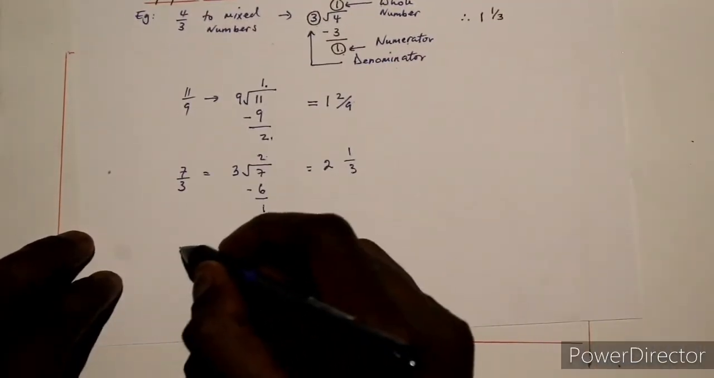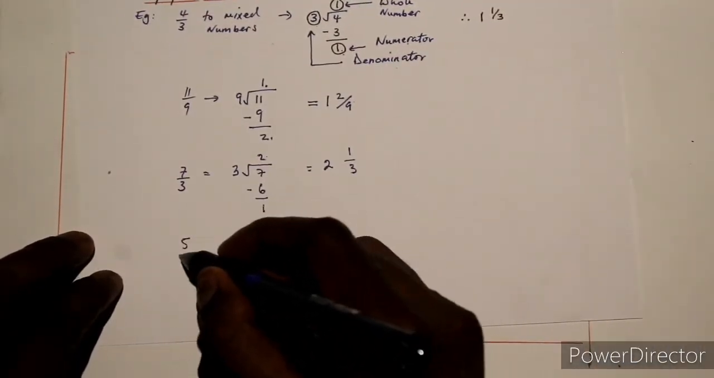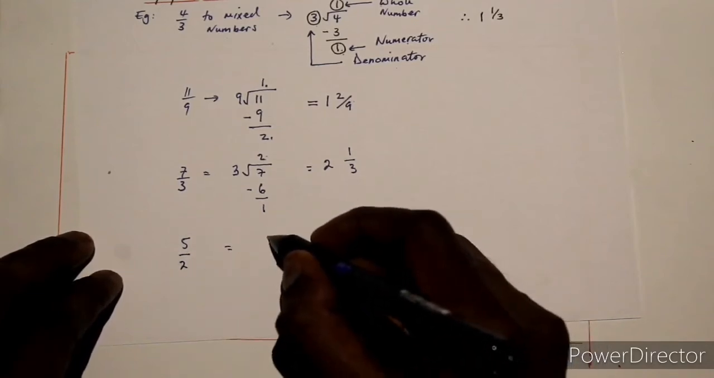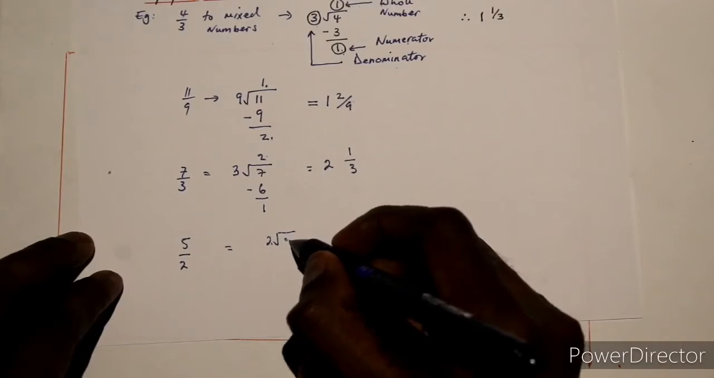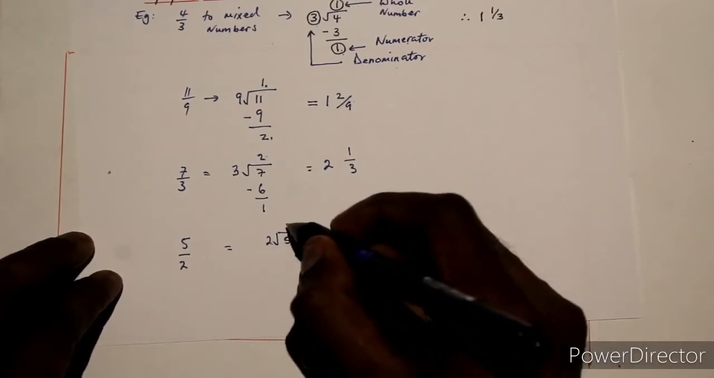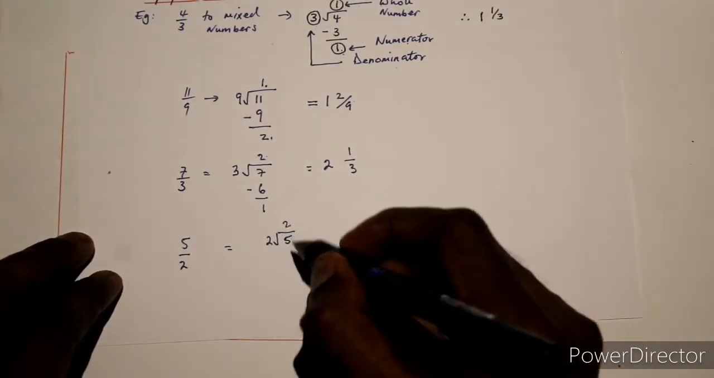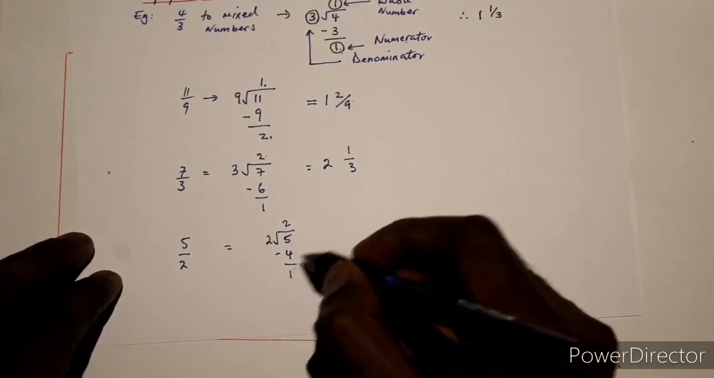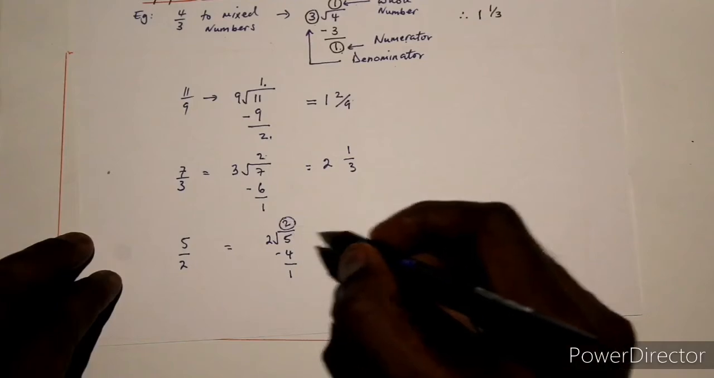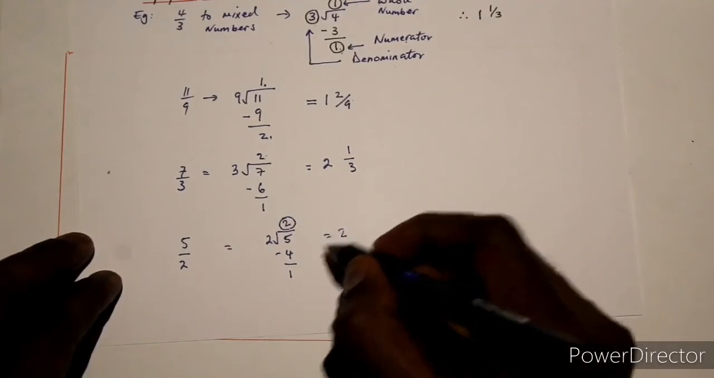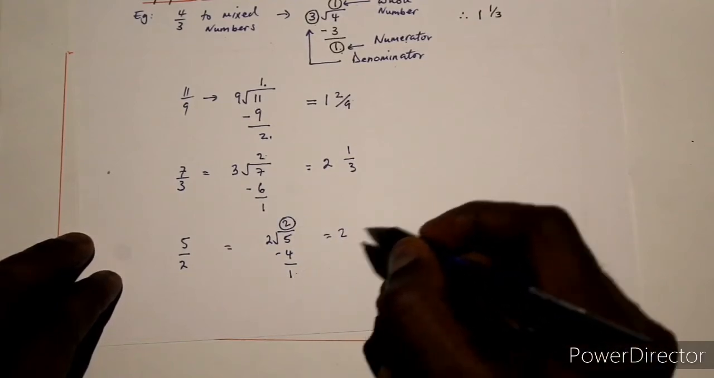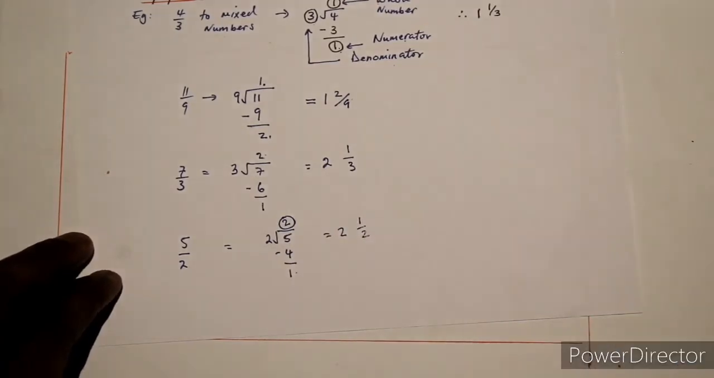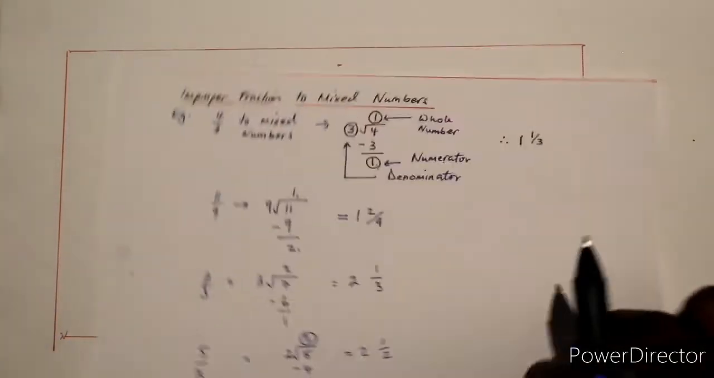Let's write another example. If we have 5 on 2, then we should have 2 outside, 5 inside. 2 into 5, 2. 2 times 2 is 4. 5 minus 4 is 1. This is our whole number. Write it down, 2. This is our numerator, the remainder, 1. This is our denominator. It's 2 whole, 1 over 2.